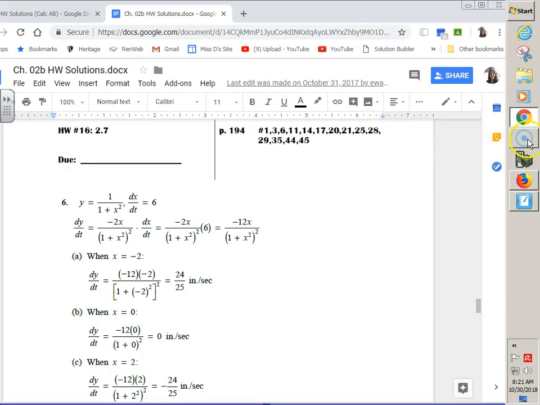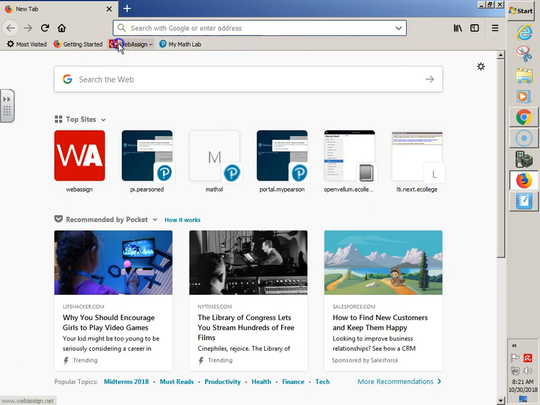So how many of you guys right now say that you don't have an answer to number 20? Okay, that's what I figured. How many of you guys went to Slater and tried to have that help? Okay. Did it help at all?